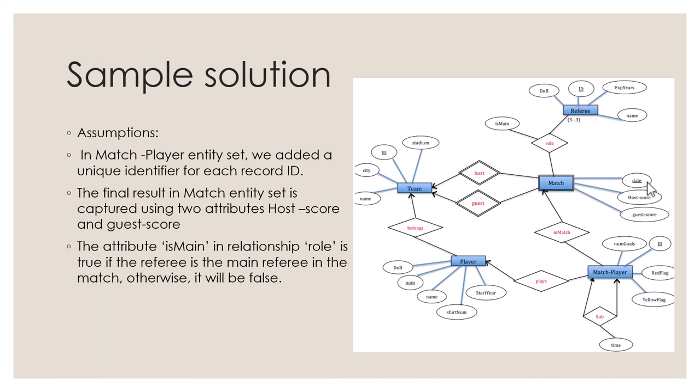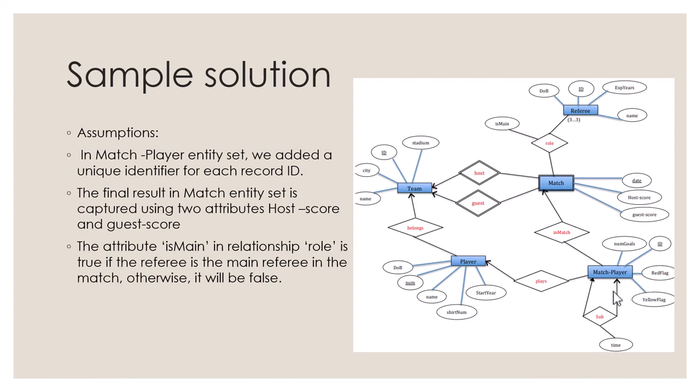The match has the date that the match took place, the score of the host team, and the score of the guest team. And then here we have referee. Each referee has a date of birth, their ID, which is unique and is the primary key, their years of experience, and the name of the referee. There are going to be exactly 3 referees, and for each referee in a match, one is going to be the main. This will be like a boolean, so it's either true or false. If they're the main referee, it's true. If they're an assistant referee, it'll be false.